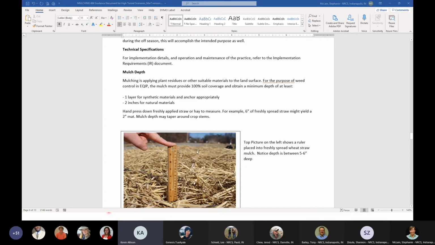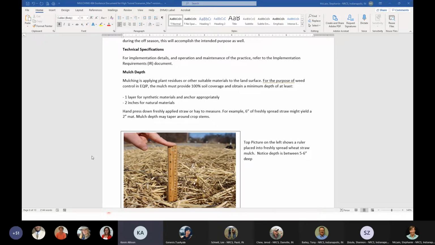Okay, so as Shannon mentioned, mulch can be used in so many ways on a small farm. Even just a slight bit can help with soil health. But to meet the purposes of weed control, which we are trying to do here, we came to the realization that we needed a minimum mulch depth to go on. For the purposes of these two scenarios, the mulch must provide 100% soil coverage and attain a minimum depth of at least one layer for synthetic materials, anchored appropriately, like black plastic or landscape fabric. And if it's a natural material, then 2 inches would be the minimum.